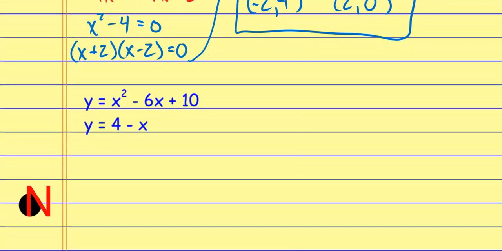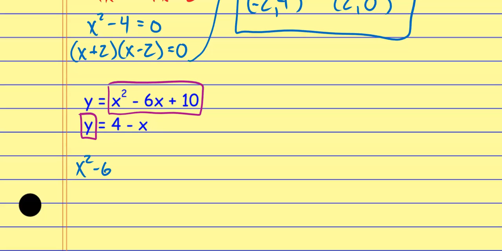If I look at the next one, same kind of thing. I've got a quadratic and a linear equation. I'm going to use substitution here. And if I use substitution for this one, well, right here, y equals this thing, so I can plug that in for y in the second equation. So it looks like this. x squared minus 6x plus 10 equals the 4 minus x.